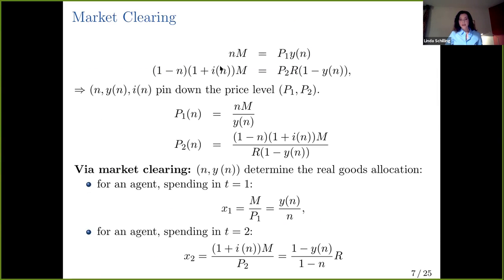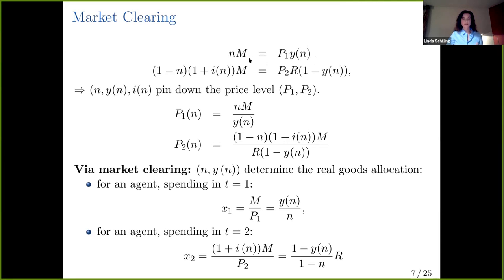N is the endogenous measure of agents that go shopping at time 1. Each of them spends M units of CBDC. So this is the aggregate amount of CBDC that is put on the market at time 1. This quantity of CBDC then meets goods Yn, and the price level P1 is such that the value of these goods equals the quantity of spent CBDC at time 1.